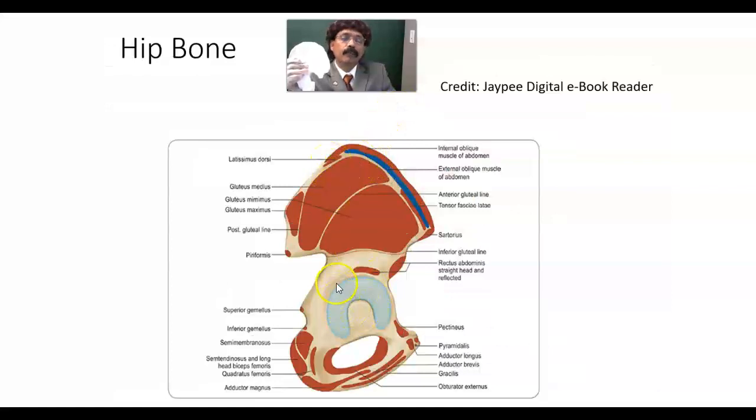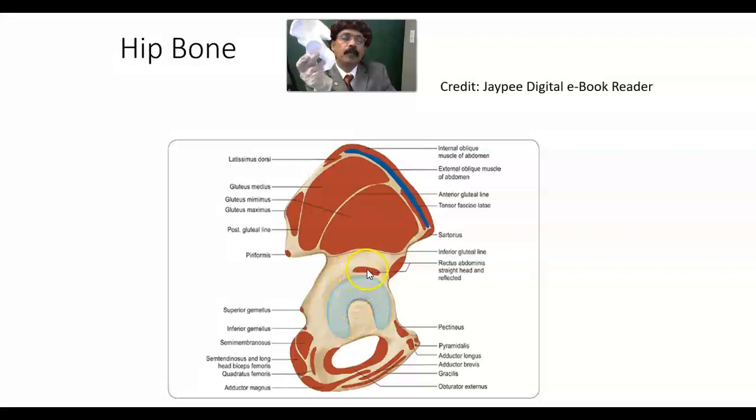This is the muscle here. If you go here, this is again the acetabulum, and this part is called the lunate surface. This is the lunate surface, and the gap between the lunate surface is the acetabular notch, and this part is the acetabular fossa that contains a lot of fat in our body.